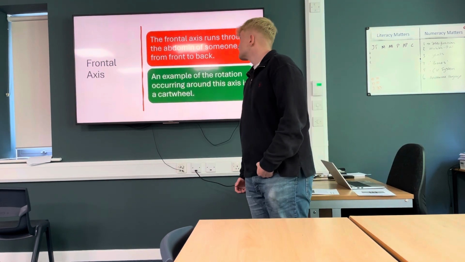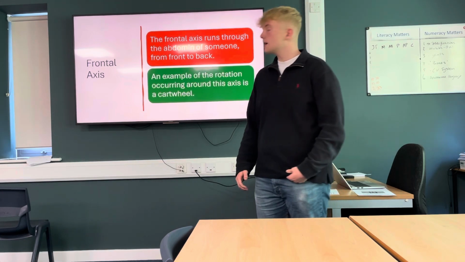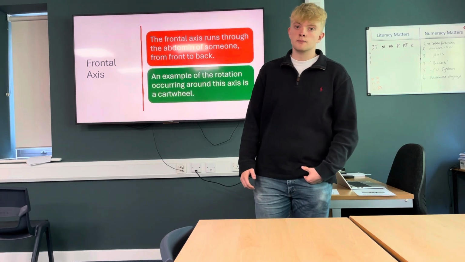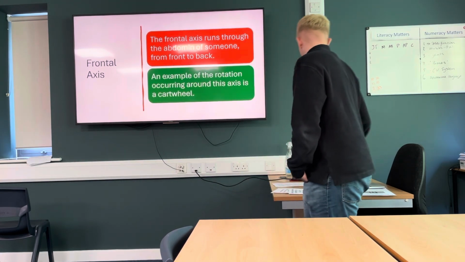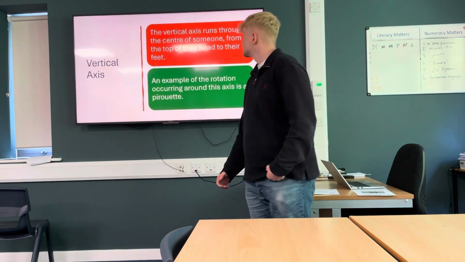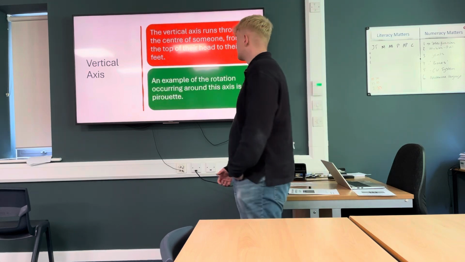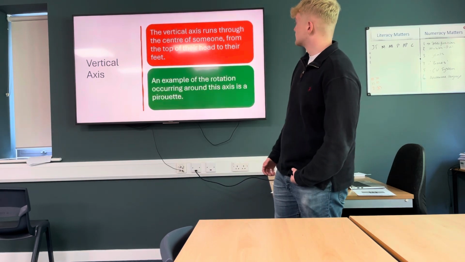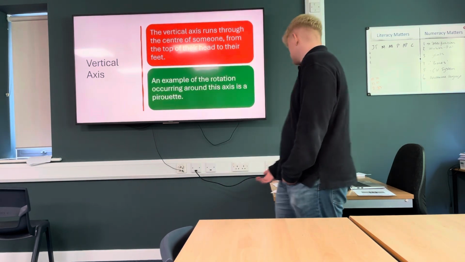The frontal axis runs through the abdomen of someone from front to back. An example of this would be a cartwheel. And then the vertical axis runs through the centre of someone from their head to their feet. An example would be a pirouette.